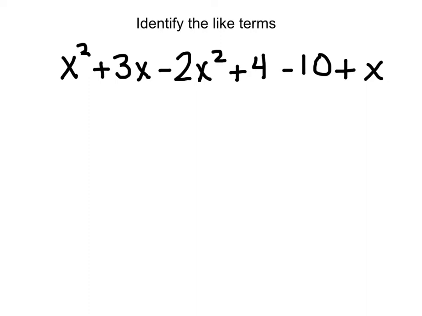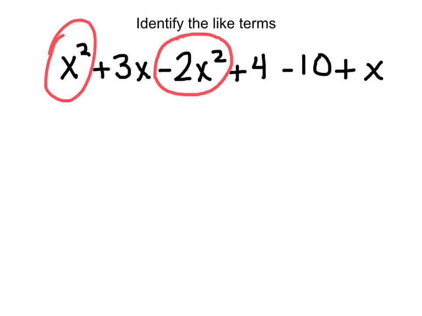All right, so let's identify like terms. Here we have an expression. So we're looking for terms that have the same variables raised to the same power. So here I have an x squared. So I'm going to look for other x squareds. Here's one in the middle. I have a minus 2x squared. Now notice that the minus 2, that's the coefficient of x squared. So that minus sign attaches to the coefficient. So I circled the whole thing.